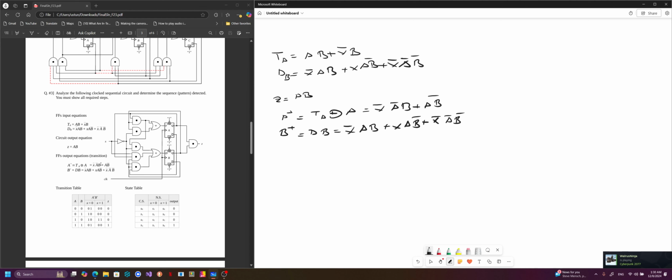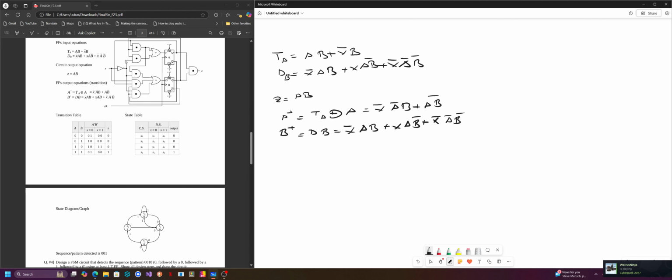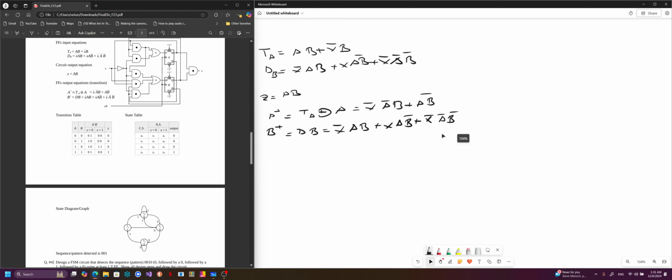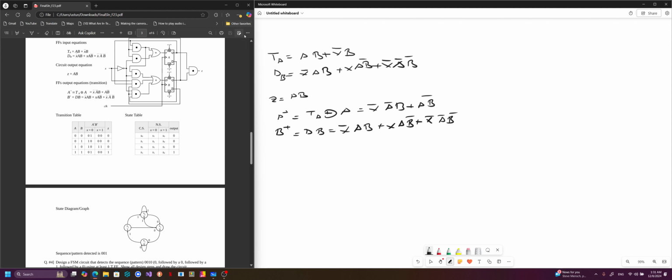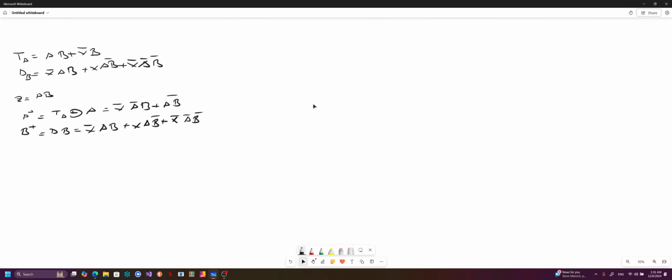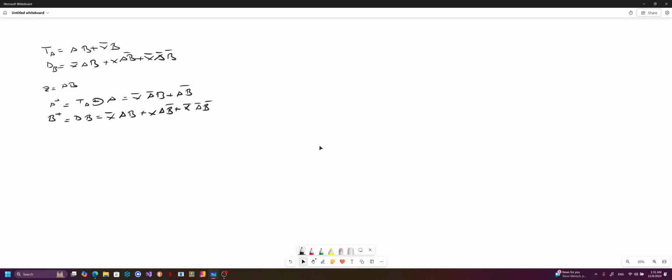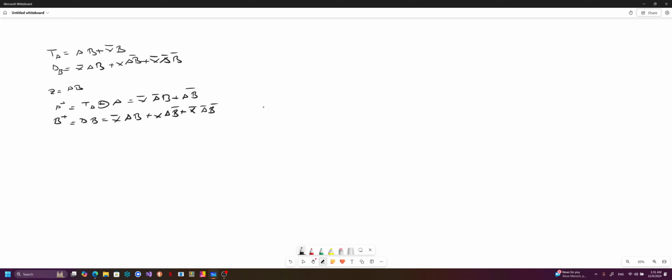We are given these, and now we're going to be doing the transition table and the state table. Okay, so let me make it like this. Let me make it bigger. I'm going to move out a little bit and try to make this smaller. Okay, and let's try to draw.